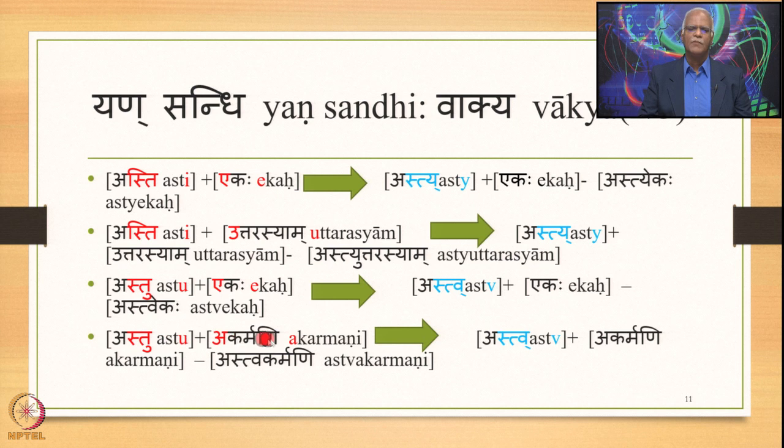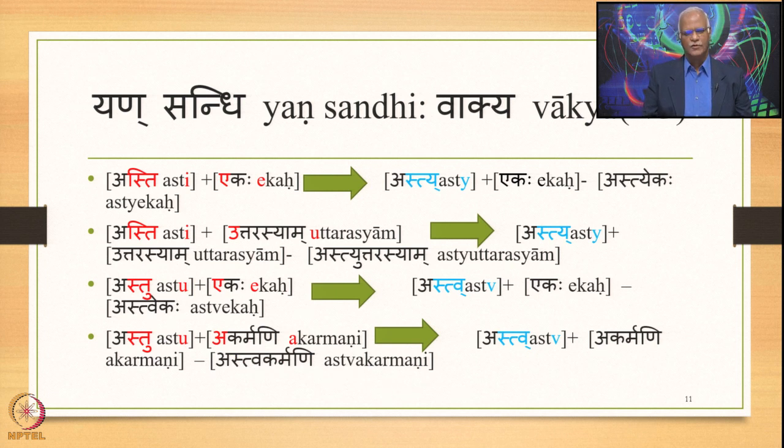Similarly, astu akarmani. This is taken from the famous verse of Srimad Bhagavad Gita, which was quoted right at the beginning. Karmanya vadhikaraste ma phaleshu kadachana ma karma phalahiturbhur mate sango astu akarmani. Mate sangostva karmani. So astu plus akarmani. Astu is the tinganta form. Akarmani is the subanta form. U occurs at the end of this pada. A occurs at the beginning of this subanta pada. Now U and A are in close proximity. They are in samhita. And so we have 6177 applying and generating the output in the form of astva akarmani. Astva karmani.